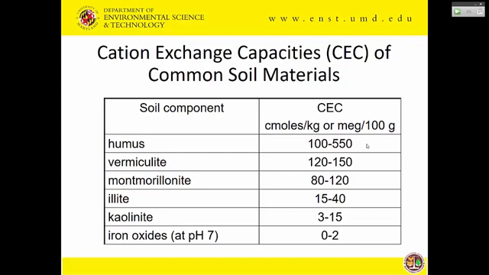We do have some of that in soils here in Maryland. Montmorillonite, 80 to 120. Illite, 15 to 40, we got a lot of that in Maryland. Kaolinite, a lot of that in Maryland, 3 to 15. And iron oxides, 0 to 2, only if they're up near neutrality. If they're below that, they may have no charge, or they may actually have positive charge. So if you look at the pure materials, there's a huge difference in the organic colloid humus compared to the inorganics. And there's a wide range of differences depending upon the amount of isomorphic substitution in the clay minerals, and that's largely a function of how old that clay mineral is and what it started from.